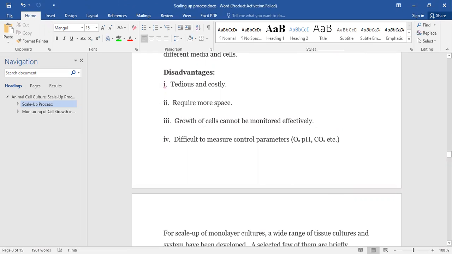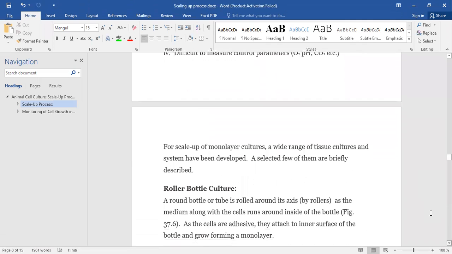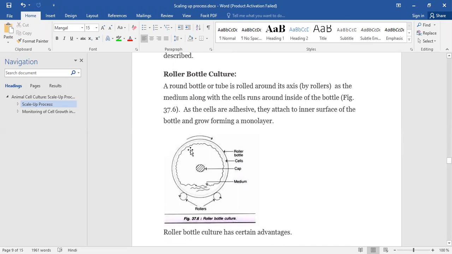The growth of cells cannot be monitored effectively, and it is difficult to measure and control parameters such as oxygen, pH, and carbon dioxide. So these are the disadvantages, and these are the fermenters or reactors which are used for the monolayer. The first is the roller bottle culture. A round bottle or tube is rolled around its axis as the medium, along with the cells, runs around inside the bottle. The cells are adhesive and they touch the inner surface of the bottle, forming the monolayer.